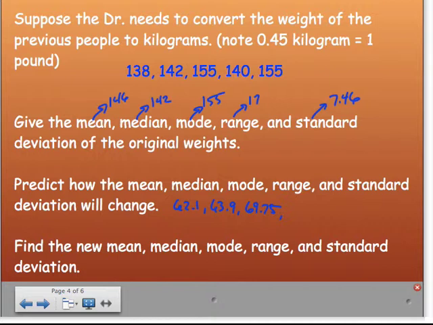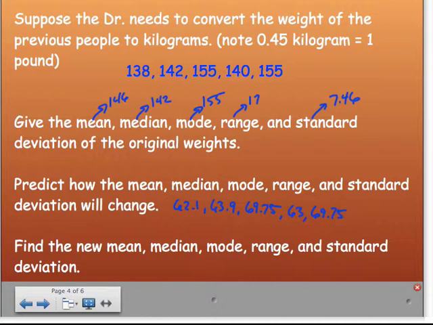Continuing on, 140 would be converted to 63 kilograms, and then 155 again would be 69.75 kilograms. I've taken all those numbers and reduced them down to kilograms. Again, remember the magnitude of this problem. We're only doing 5. What if you had thousands of pieces of data? It's not realistic to convert every single one of them and reconvert. We want to find a pattern of what's going to happen when I do this to every single value in my data set.